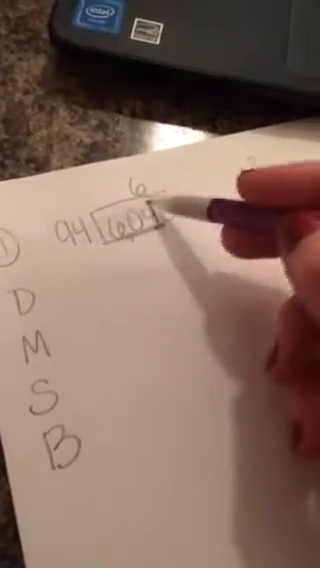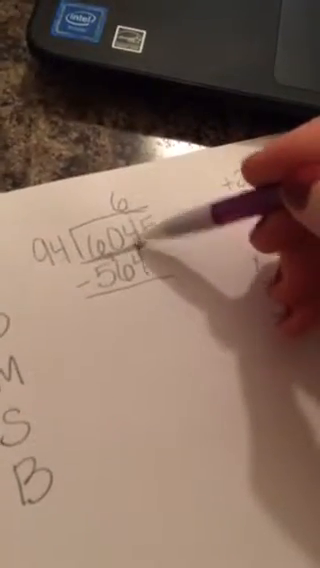So next I'm going to multiply. That's my next step. 94 times 6 is 564. Now notice how I kept my place value in line. I have all my numbers in straight lines. That's very important. My next step is subtract. I have it lined up here, so let's subtract. 4 take away 4 is 0. 0 take away 6. Can I do that? No.